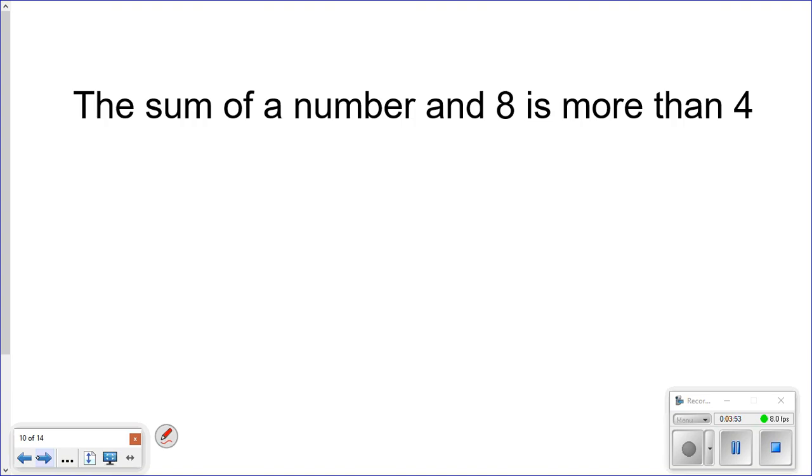All right, here's another one. The sum of a number and 8 is more than 4. Okay, the sum of a number and 8 is more than 4. So first thing you need to do is find what key phrase in there is for what sign. There's a key phrase in there for a certain sign. More than, okay? What sign is that? Should be just greater than. It's more than. Before we had greater than or equal to, I believe.